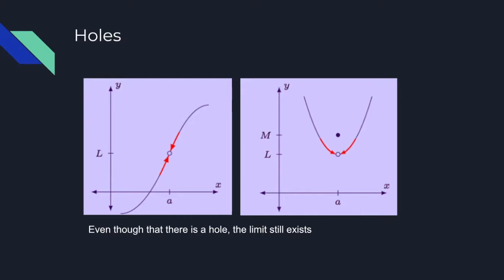Okay, now we're going to talk about holes. To identify the holes, we need to see that in the graph we have a pretty perfect linear graph and suddenly there's an open circle in the middle. This means that there's a hole there. It also means that there's no value, but the limit still exists.